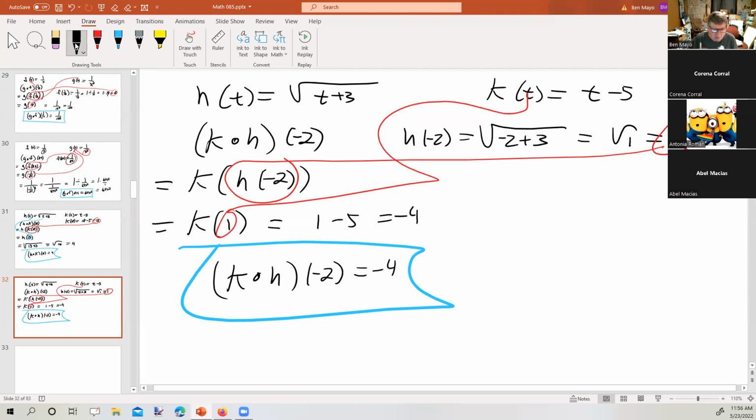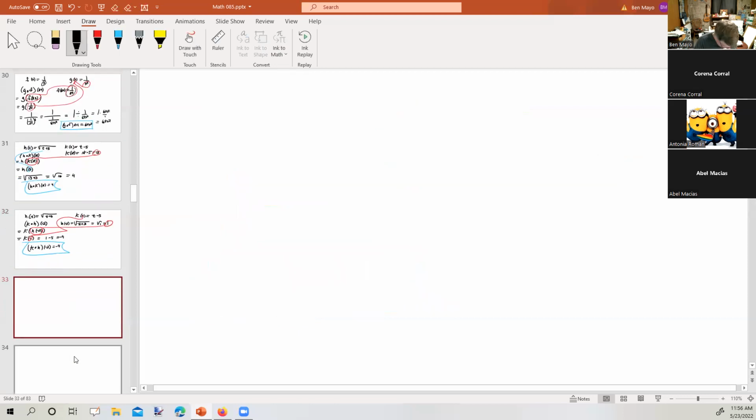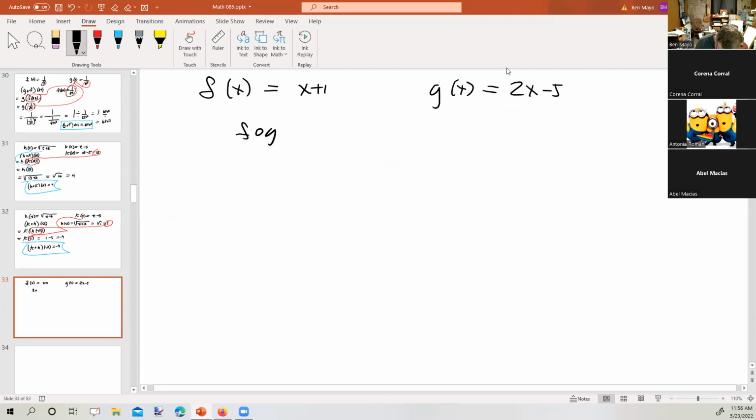Now, I said earlier, I had us look at a couple of examples, and I said that in general, composition is not commutative. We're going to show this in another way. Let's take f of x equals x plus 1, and g of x equals 2x minus 5. We are going to show that f composed with g of x does not equal g composed with f of x.